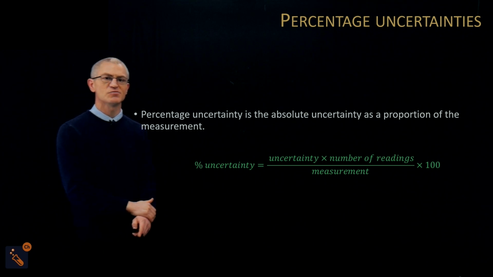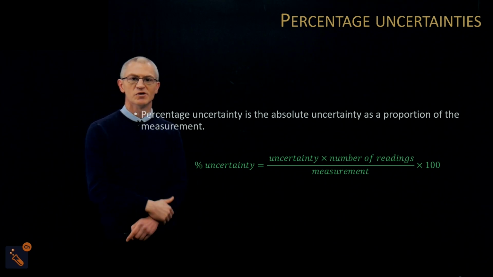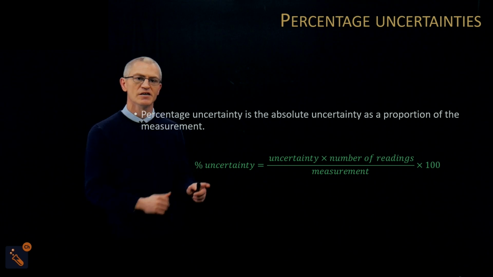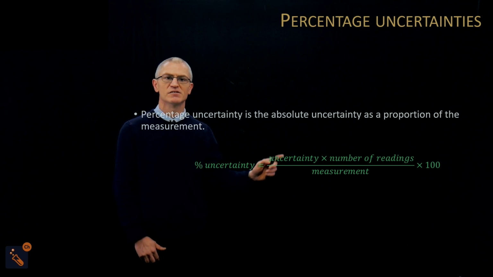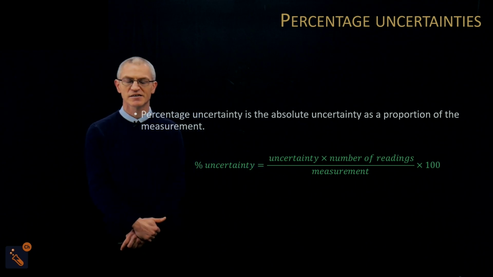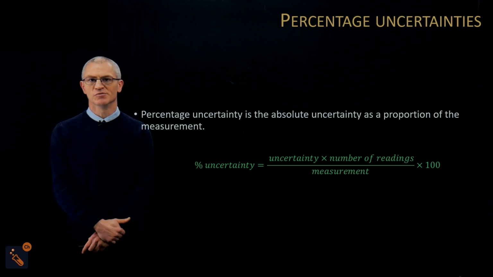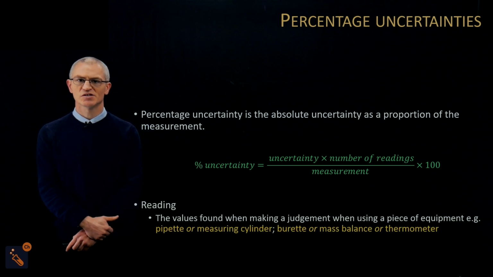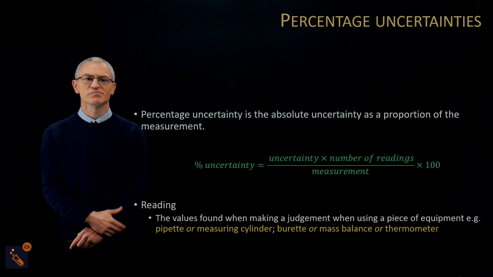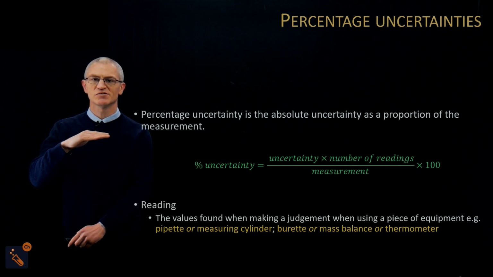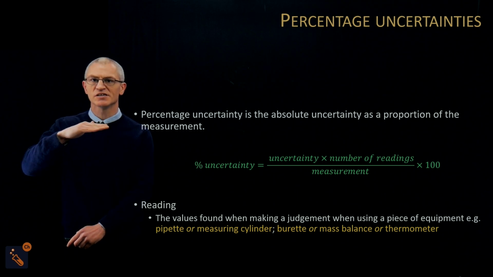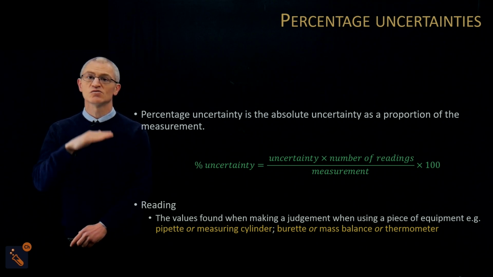So if we look at the calculation, which is the most important thing because that's where most questions are going to be on, the percentage uncertainty is the uncertainty of the piece of apparatus times the number of readings that you take, divided by the measurement. So what is a reading? A reading is the value taken when you make a judgment. So if you look at a piece of equipment, for example, a measuring cylinder, and you fill it up to 50 and you look at it, well, your reading is that 50 centimeters cubed and your number of readings is 1.